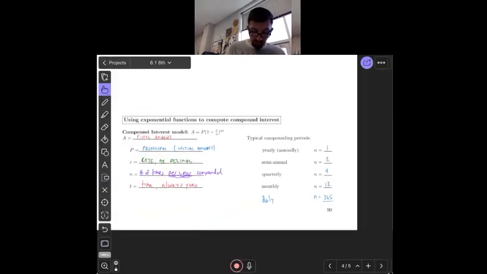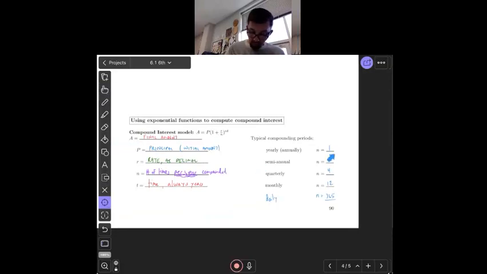So you need to make sure you take those words that are going to be in the problem and turn them into a number. Pretty much everything else, they'll tell you the principal, they'll tell you the rate, they'll tell you the time, but then they're going to give you a word, and you need to turn that into a number.